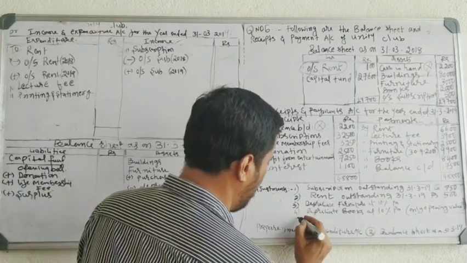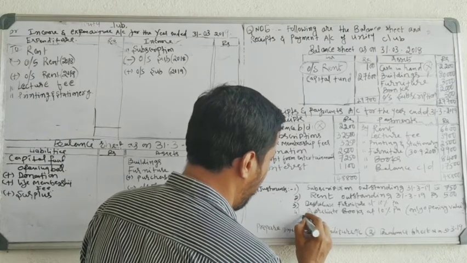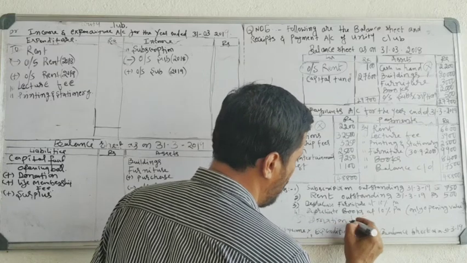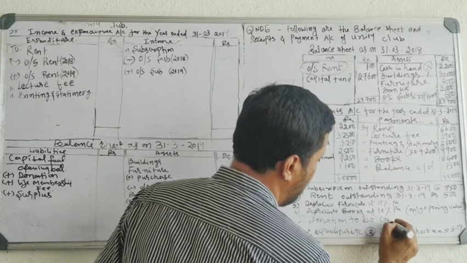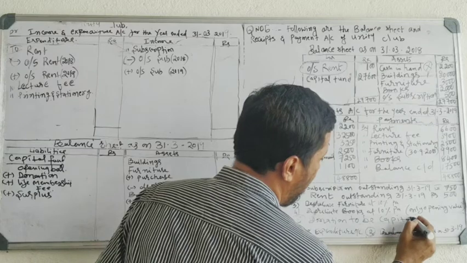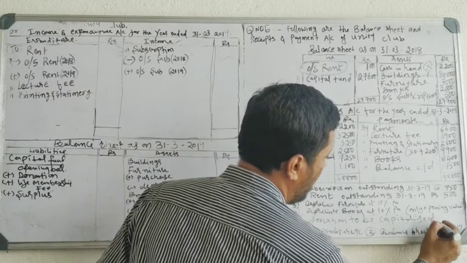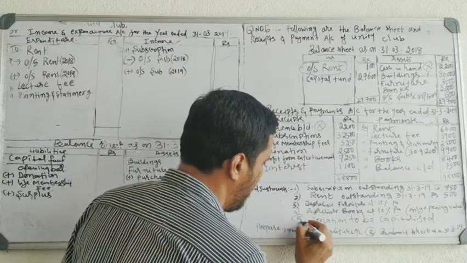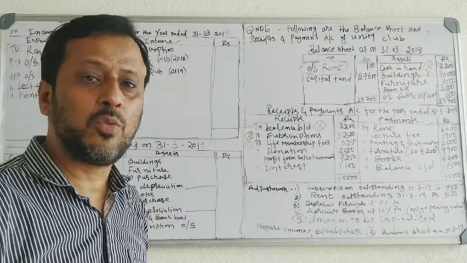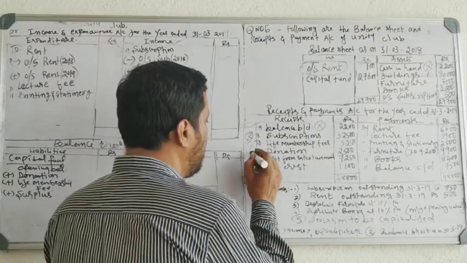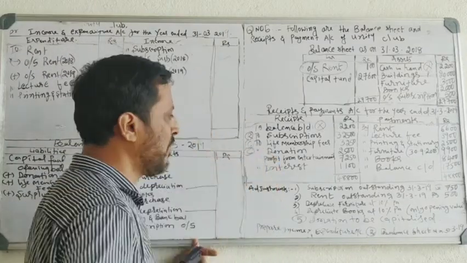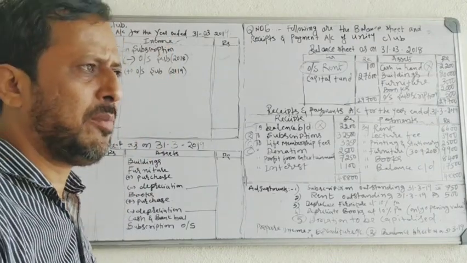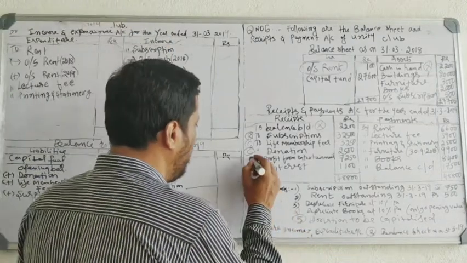Here, fifth adjustment you have. Donation to be capitalized. Adjustment number 5. Okay. So donation to be capitalized means what you have to do? You have to treat donation as a capital item. Profit from entertainment. So it is a regular receipt. Profit from entertainment is a regular receipt. It is a revenue receipt.